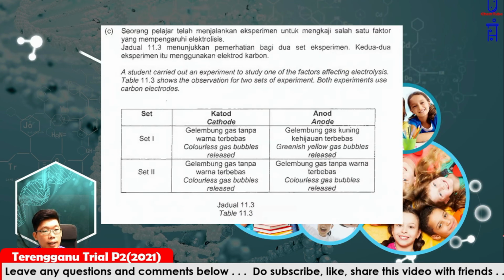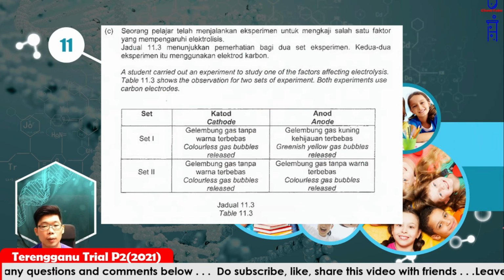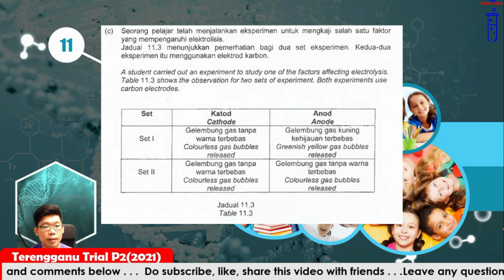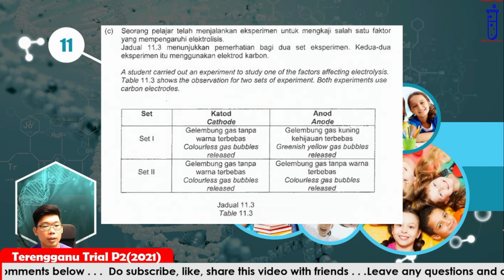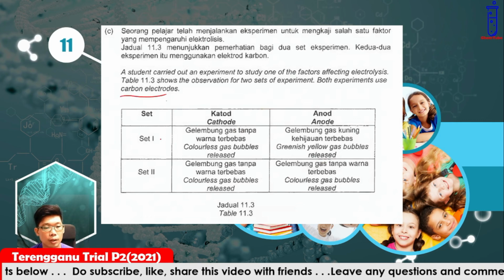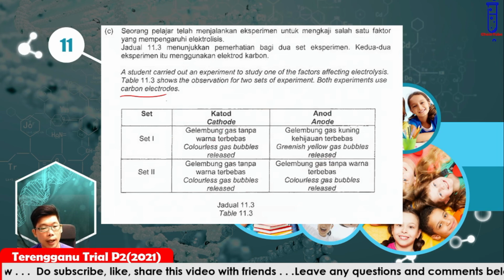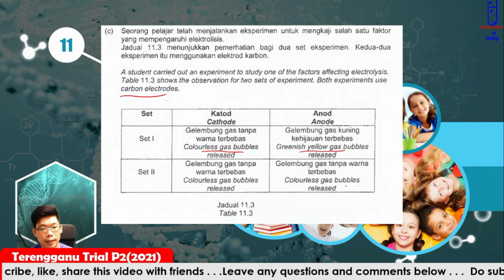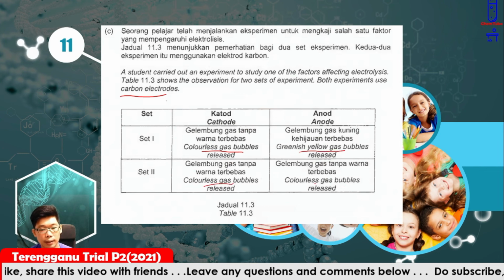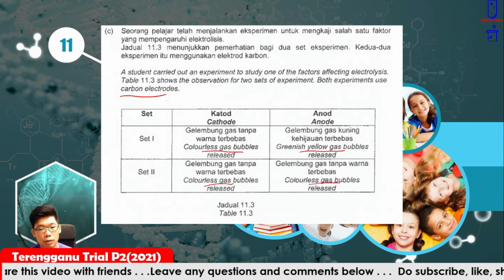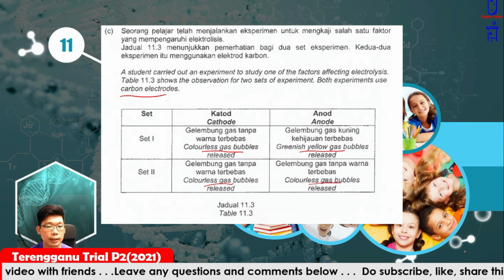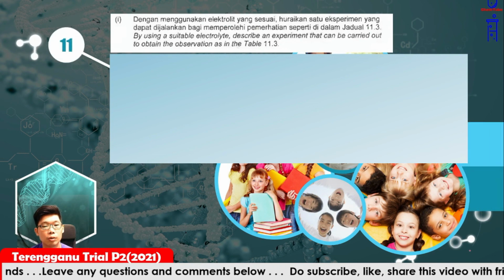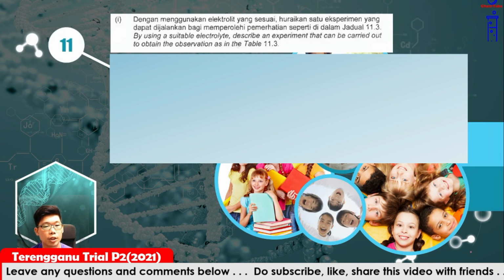Now, a student carries out an experiment to study one of the factors affecting the electrolysis. It shows the observation for 2 sets of experiments. Both experiments use carbon electrodes. Set 1: at the cathode, colorless gas bubbles; at the anode, greenish yellow gas bubbles. For set 2, colorless gas at the cathode, and the anode also releases colorless gas bubbles. By using a suitable electrolyte, describe an experiment to obtain the observation.